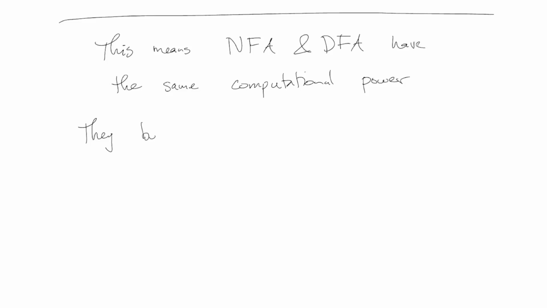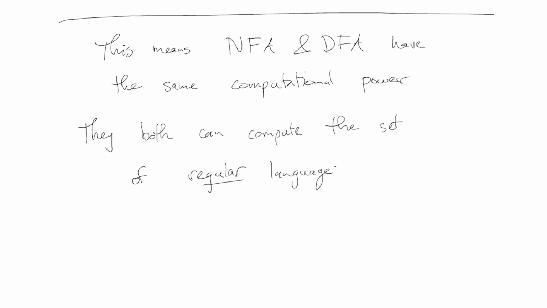They both can compute... there was a name, anybody remember? We haven't said this word a lot, but we are going to say it a lot going forward. A name for the set of all languages that can be computed by a DFA. Anybody remember the name? The regular languages, yeah. They both can compute the set of regular languages. That's the definition of what a regular language is. A regular language is one which you can compute using a DFA or equivalently using an NFA. They're the same, all right?